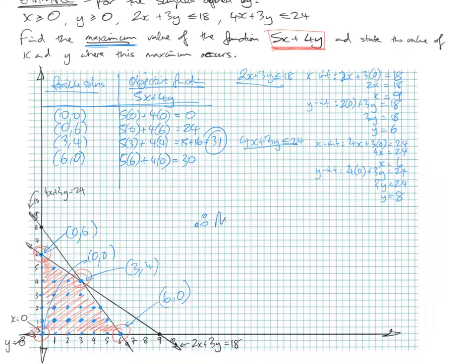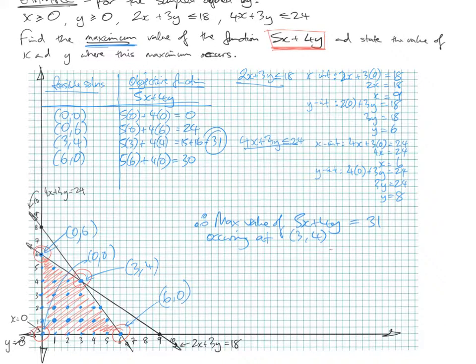Therefore, the max value of 5x plus 4y is 31, occurring at 3, 4. Now, while I have some time on this video, because it's not going to have to be split into multiple parts, I just want to show you how this relates to the fact that this function is a line. 5x plus 4y is equal to 31 is a line of itself.